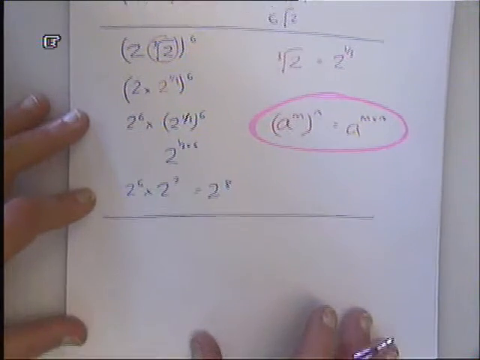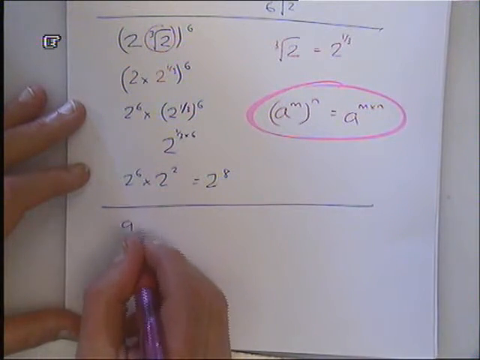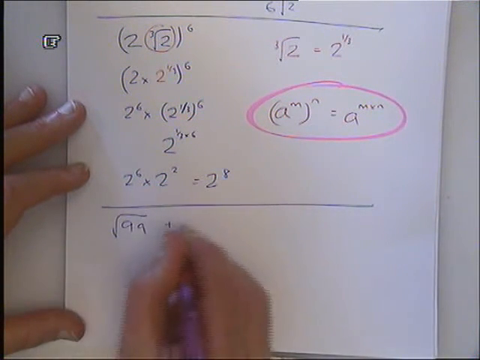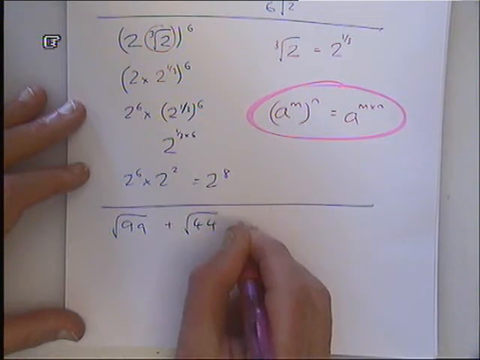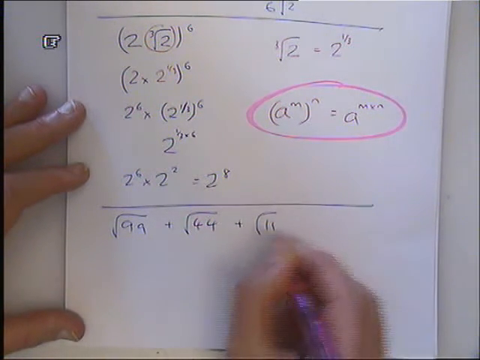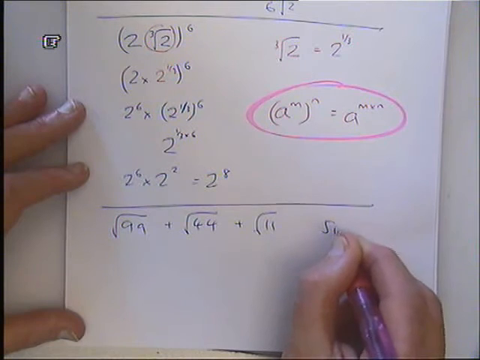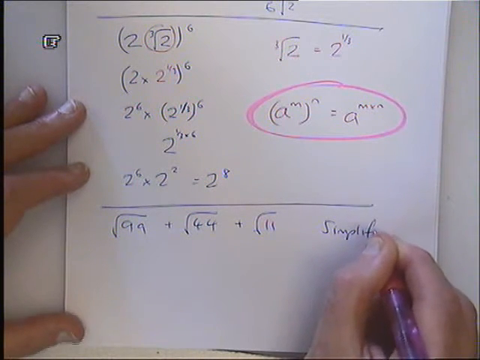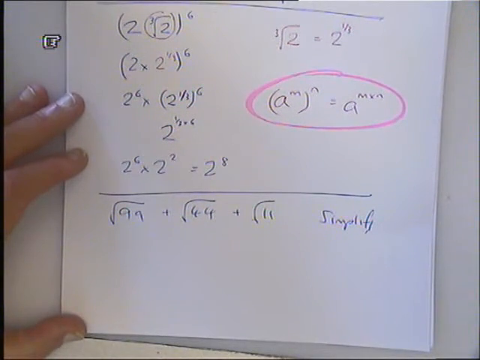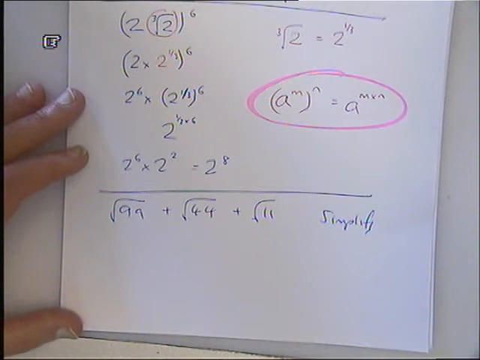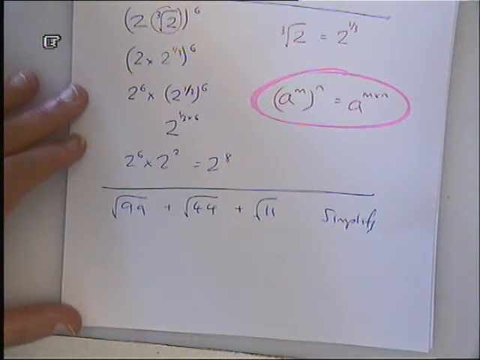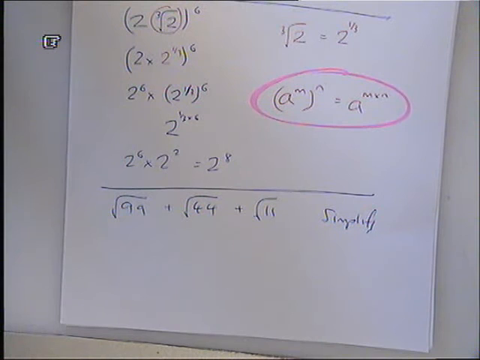Okay. Here's another one. Square root of 99 plus the square root of 44 plus the square root of 11, and the question says simplify. Yep. They're all multiples of 11. And that's a very useful thing to spot. If you're thinking 11 is not a square number, that's not helpful, but actually it will be.